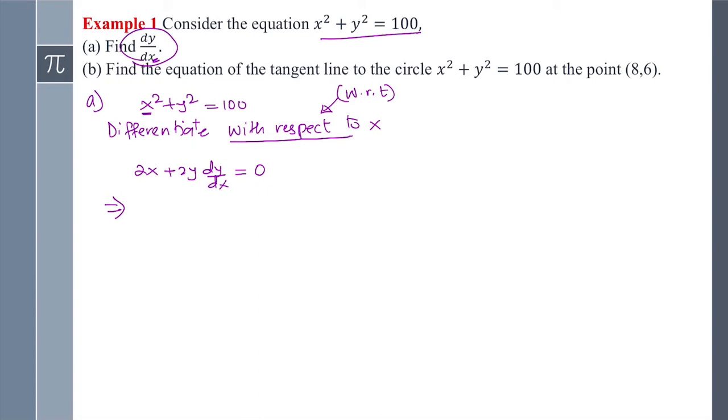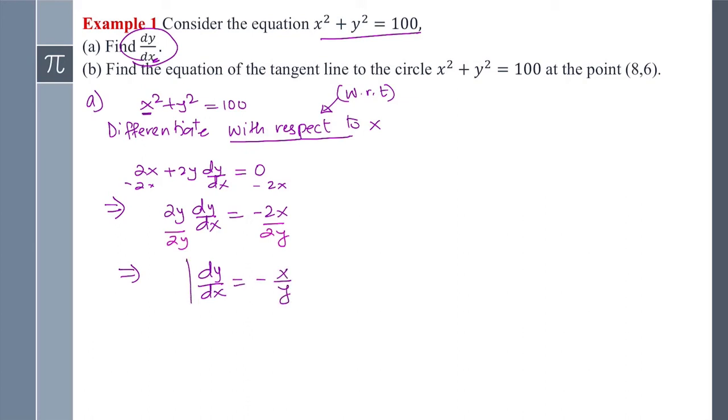Okay, so we subtract 2x on both sides. If we do that, we get 2y dy over dx equals negative 2x. And then divide by 2y. If we divide by 2y, we get dy over dx equals negative x over y. Okay, so that is the derivative for that equation.